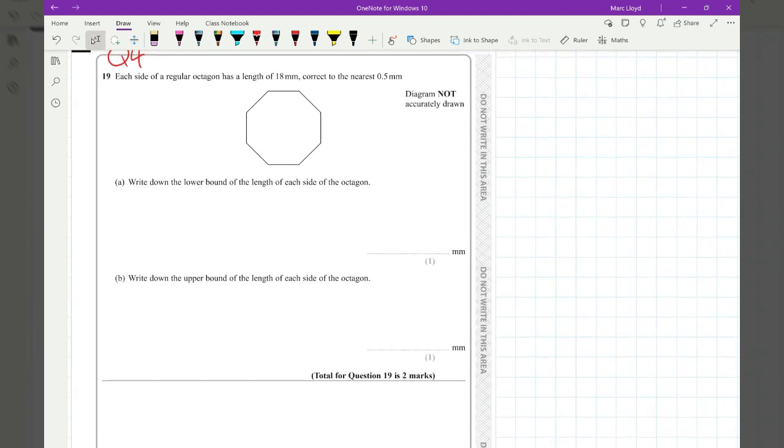Question 4, each side of a regular octagon has a length of 18 millimeters, correct to the nearest 0.5 millimeters. Write down the lower bound for the length of each side of the octagon.